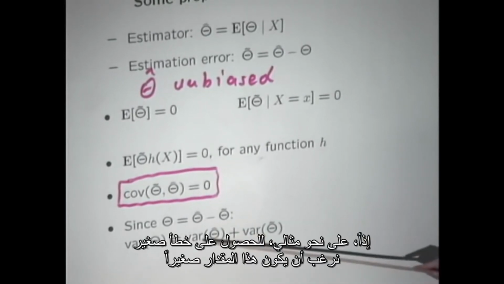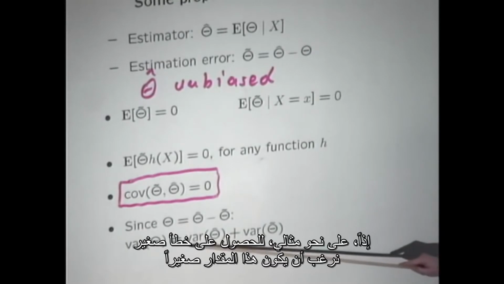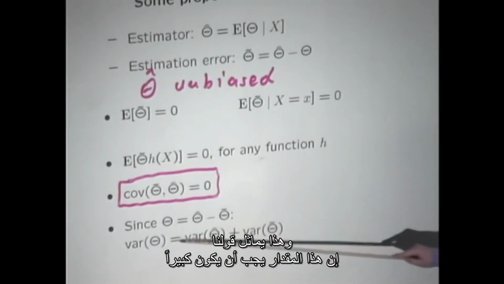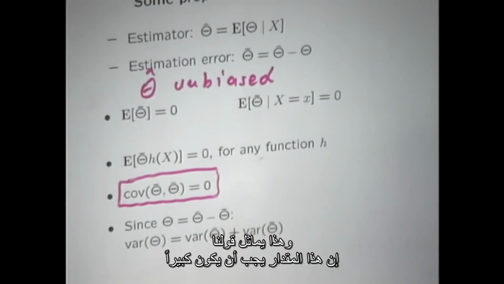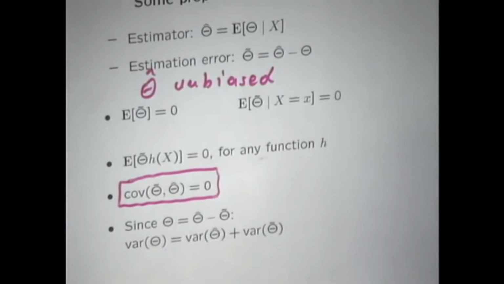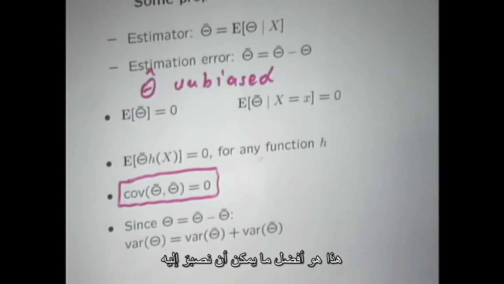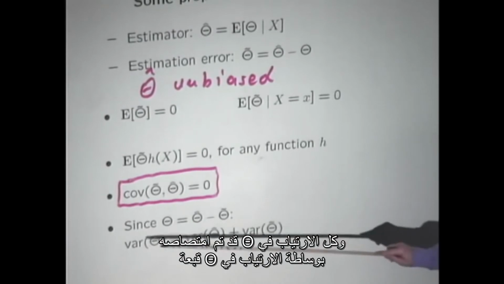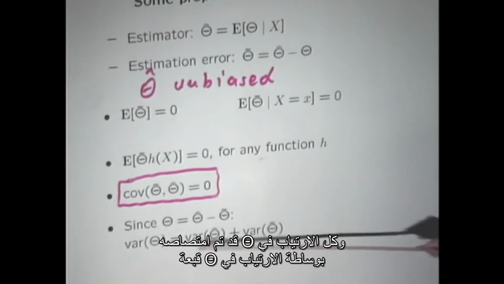So ideally, to have a small error, we want this quantity to be small, which is the same as saying that this quantity should be big. In the ideal case, theta hat is the same as theta. That's the best we could hope for. That corresponds to 0 error, and all the variance, all the uncertainty in theta is absorbed by the uncertainty in theta hat.